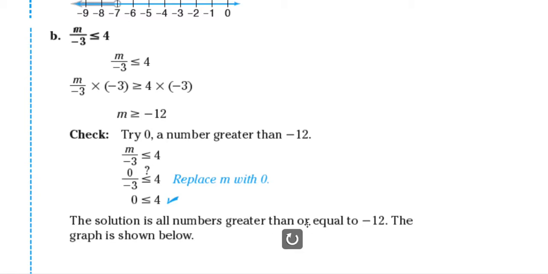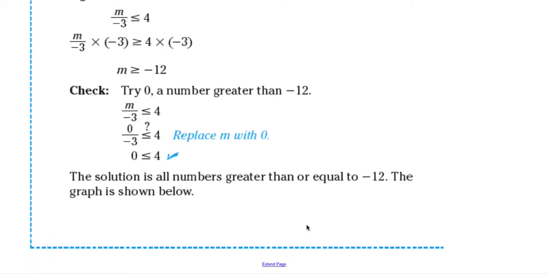The graph is shown below. Okay, and this is our graph. Remember, it's a greater than or equal to sign, meaning you have a closed dot, and since the inequality is pointing away from the variable, the arrow points to the right. So it's a closed dot on -12 and the arrow going to the right, exactly as you have there.